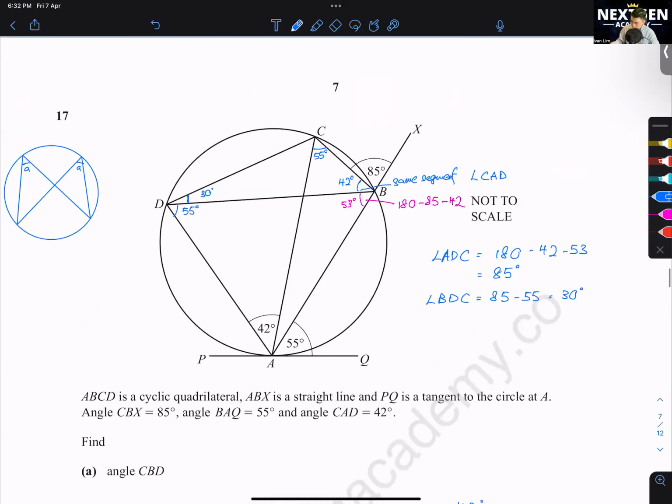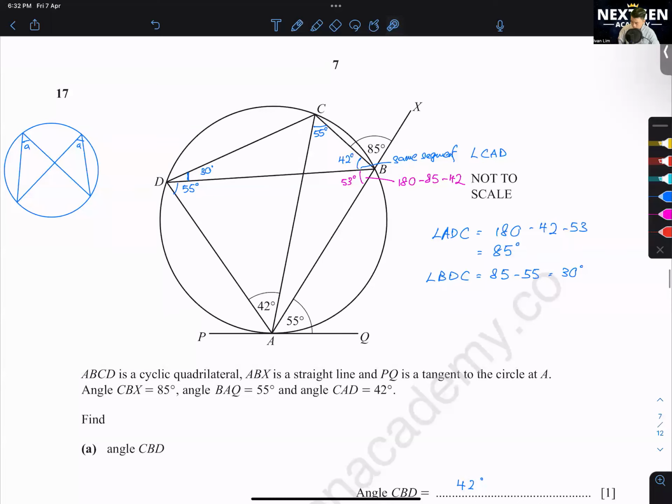Angle BCD. Where's BCD? Actually, we did this one already. One more thing about the working: please write it down. Whatever you calculate, please write it down, because you see in question D, they give you 2 marks for it. So whatever working you have, just write it down nicely, whatever you find for the angles. Like here, you just write it down there.